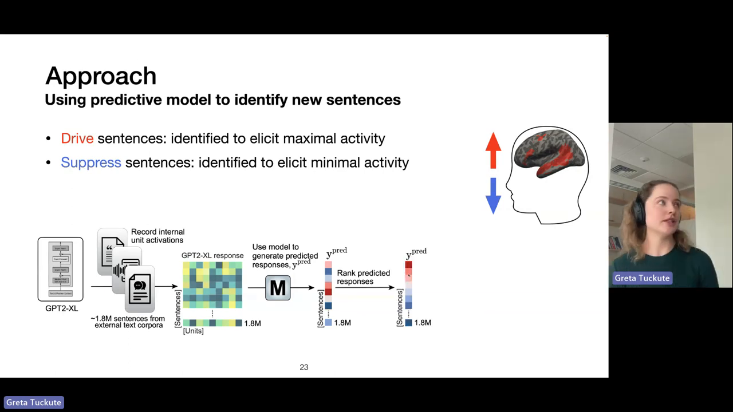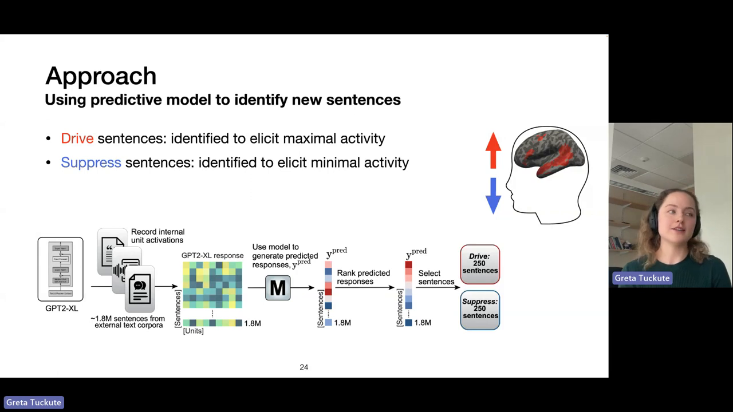Then, because we are interested in obtaining sentences that either drive or suppress this network, we can sort our predictions. Up here, we might have the sentences that have the highest predicted responses. And on the other hand, we can have the sentences that are associated with the lowest predictions. Then we can take the top 250 sentences and the lowest 250 sentences. And now we want to record brain activity to these new drive and suppress sentences in new participants.